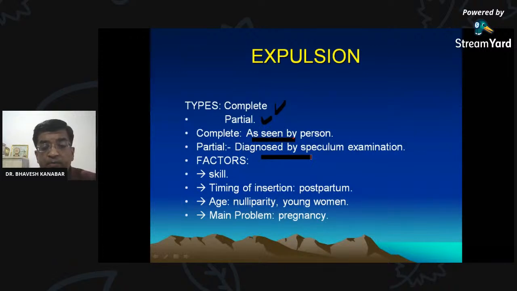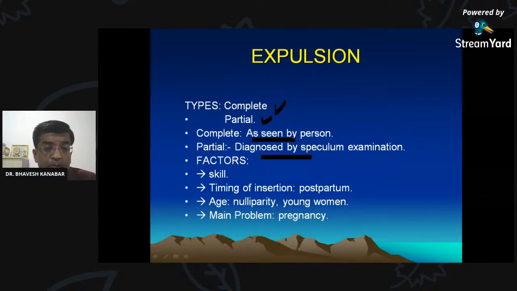If the woman comes for follow-up and complains of any difficulties, in partial expulsion there can also be abdominal pain or bleeding. So it can be diagnosed by the examiner, the obstetrician, by speculum examination. Partially the device may be there inside the uterus, so it can be diagnosed with this.